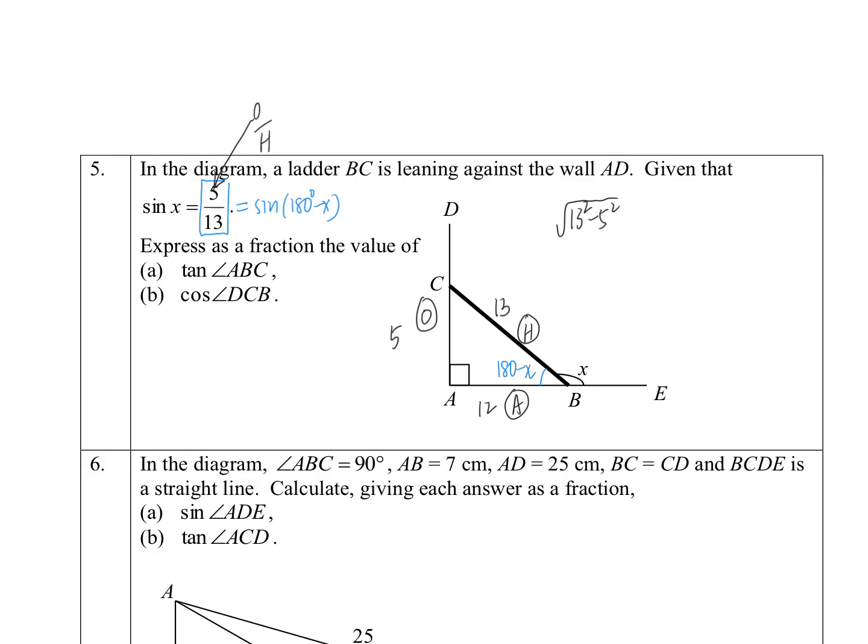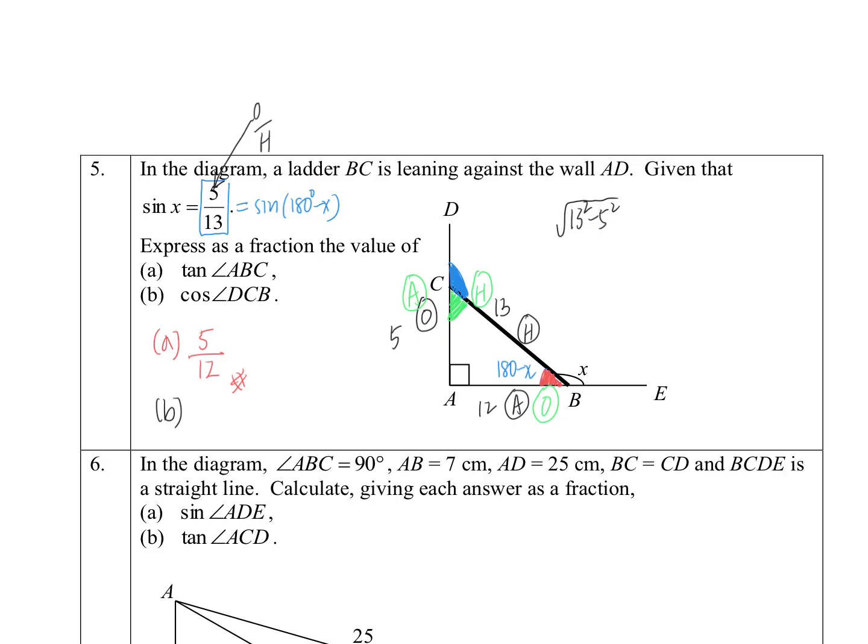Now the question says, can you find tangent ABC? That means this one. No problem, right? I already have my 3 ratios. So what is tangent ABC? 5 over 12. No negative, no nothing because it's acute. It's always positive. Okay, next is DCB. This one next door. This is obtuse. When you are given an obtuse, look for the acute next to it. And then label your H, A, O. So with the cosine ratio, what is the ratio of DCB?